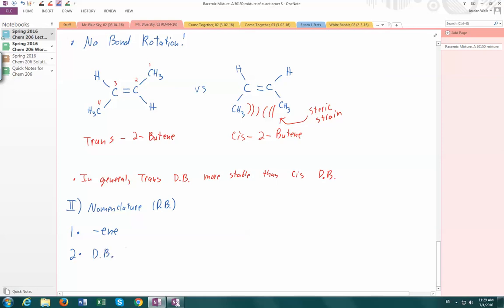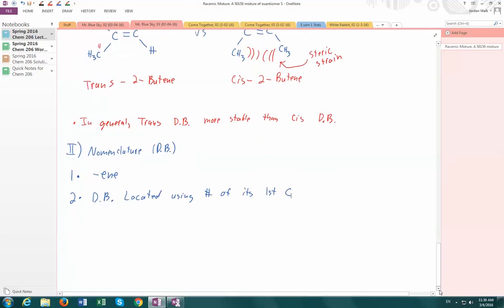So the double bond is basically named or located using the number of its first carbon. And so that's why up here we called that just 2-butene. We didn't say it's 2,3-butene. We didn't say it was 3-butene. It's just 2-butene. It's the first carbon in that double bond that we get to when we count. All right, so that stuff I think we pretty much already know.